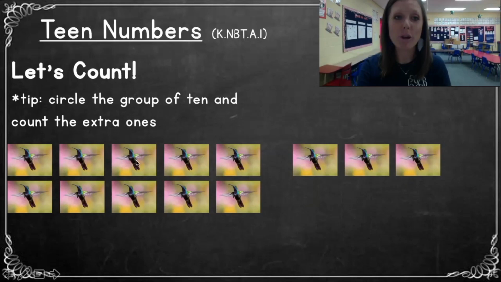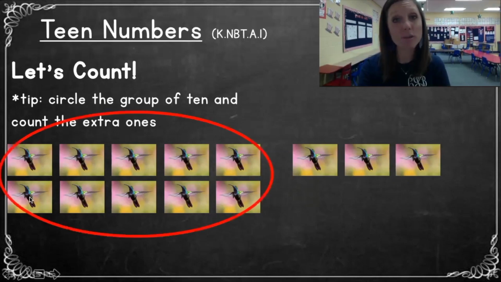1, 2, 3, 4, 5, 6, 7, 8, 9, 10. I see 10 birds. I'm going to go ahead and circle that group of 10, those 10 birds. They're hummingbirds, by the way. And then I want to count the extras.